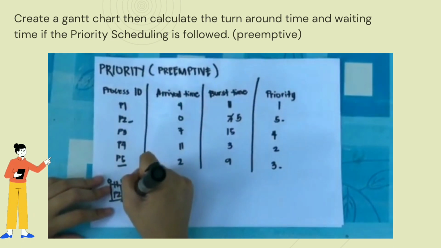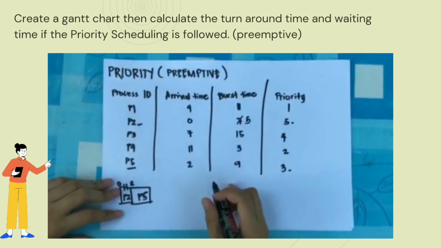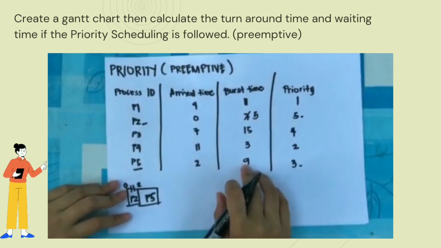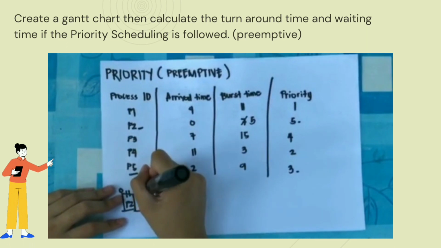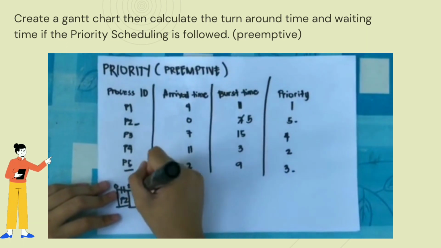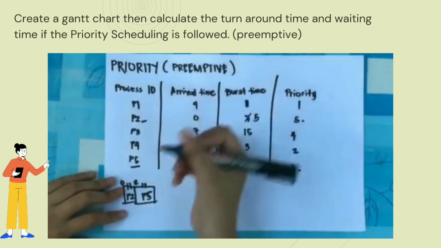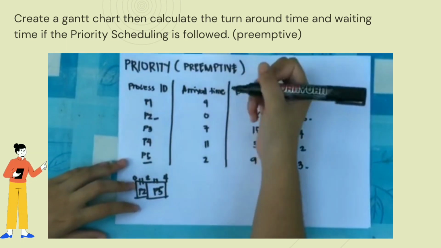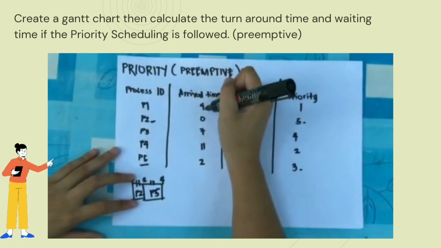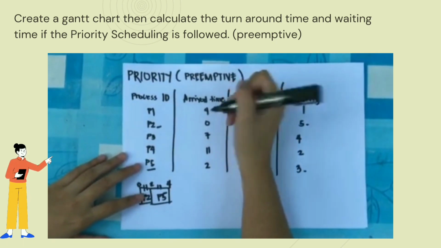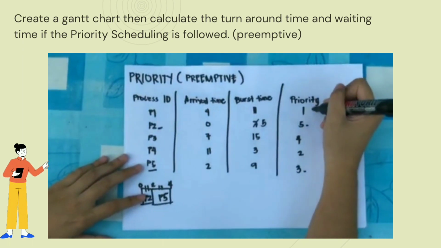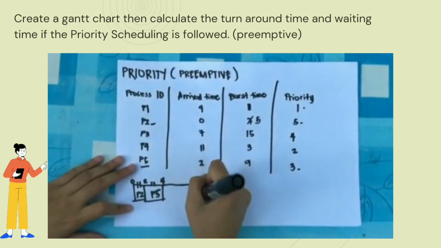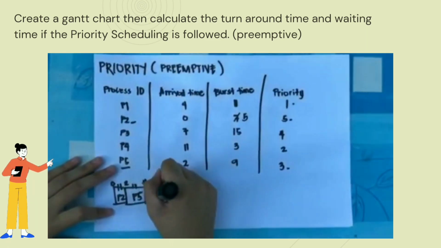Ngayon, susulat natin si P5. Habang nagpa-process siya, 1, 3, 4, ay dumating si P1 na may arrival time na 4. Ngayon, iti-check natin si P1 kung mas mataas yung priority niya kaysa kay P5. So, ang priority ni P1 is number 1. So, siya na yung uunahin natin na i-process.